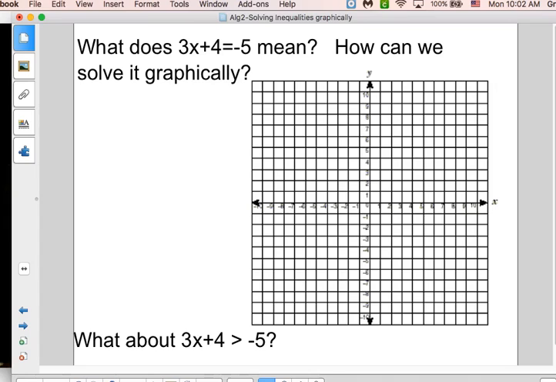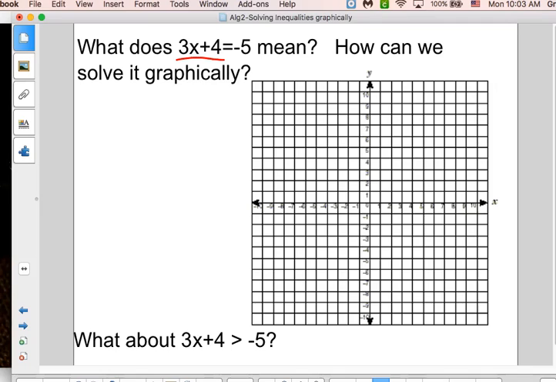So instead of looking at this as just one big equation, we're going to look at it in two different parts. Because when you have an equal sign, doesn't it mean the left side has to equal the right side? So we're just going to look at this. Okay, left side. We know how to graph that left side, 3x plus 4.